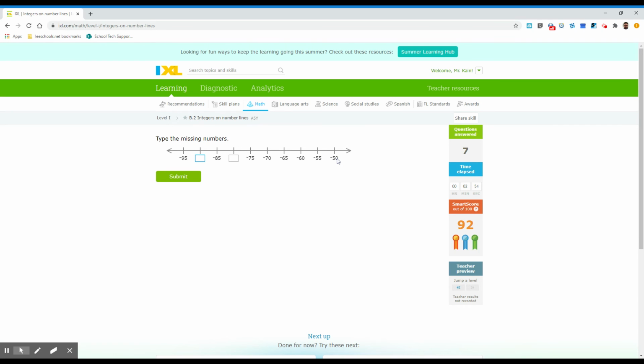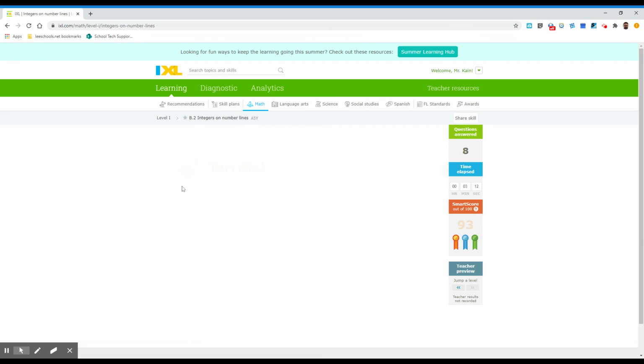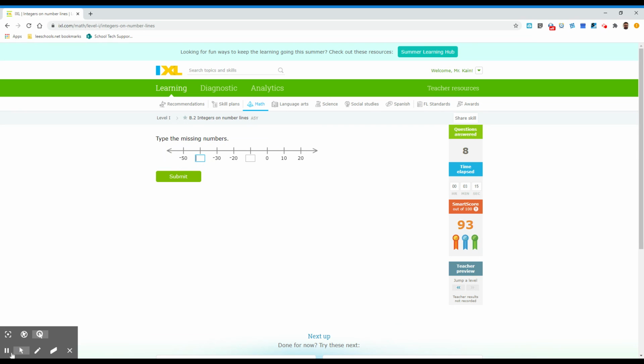Again, what are we skip counting by? We're skip counting by 5s because this is -50, -55. So this would have to be -80. And this would have to be -90. Okay, I think you guys got it. And just so that's a strategy. Just check and see what they're skip counting by, and I'm sure you guys are going to do great.